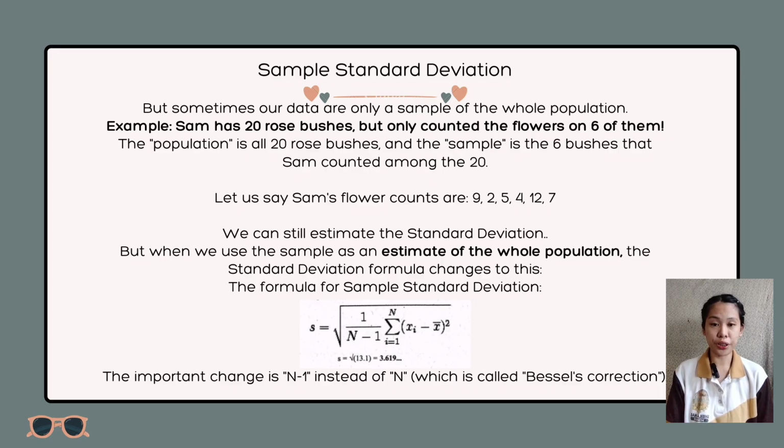The data we used earlier represents the entire population. However, sometimes we only use a sample of the population, not all the data. When dealing with sample data, we use a different formula. Instead of dividing by n, we divide by n minus 1. This adjustment is called Bessel's correction.